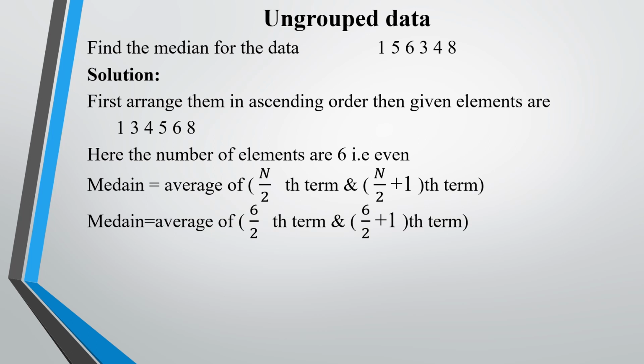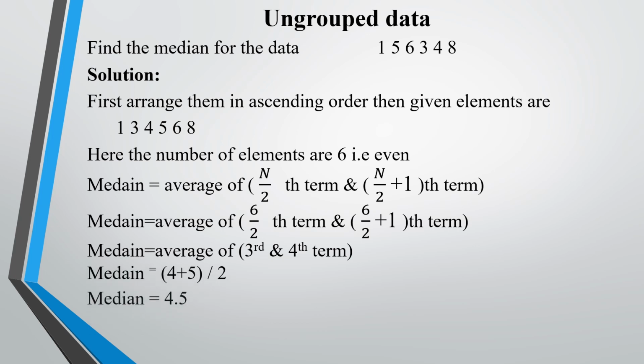So median is equal to average of n, where n is number of elements, that is 6. Therefore, average of 6 by 2th term and (6 by 2 plus 1)th term. 6 by 2 is 3 and 6 by 2 plus 1, that is 3 plus 1, is 4. So average of third and fourth term. Third and fourth term means 4 and 5. Therefore median is equal to 4.5, because the third and the fourth term is 4 and 5. So the average of third and fourth, that is (4 plus 5) divided by 2. Therefore median we get as 4.5.